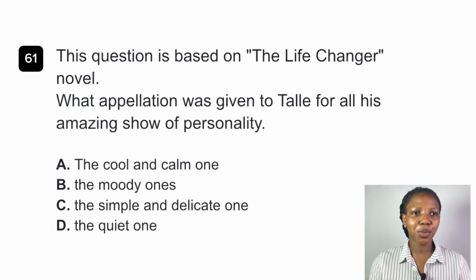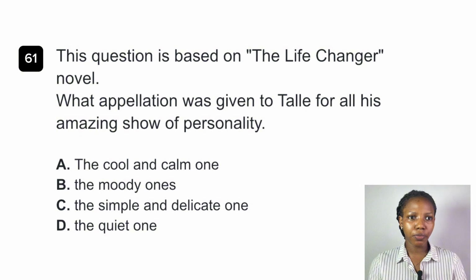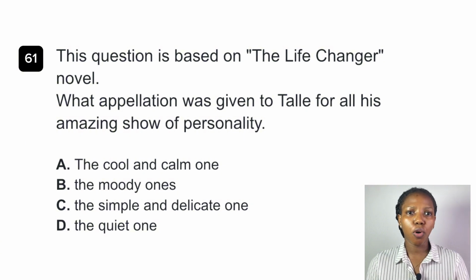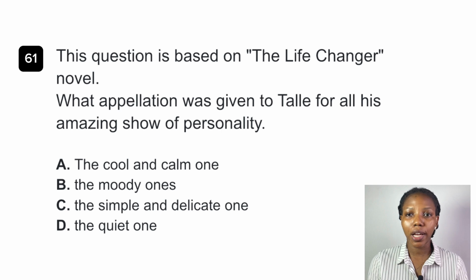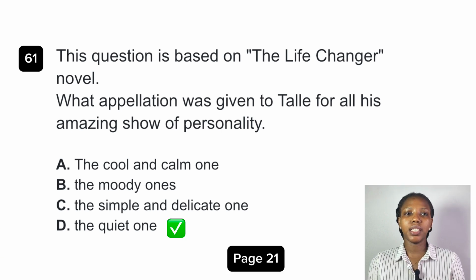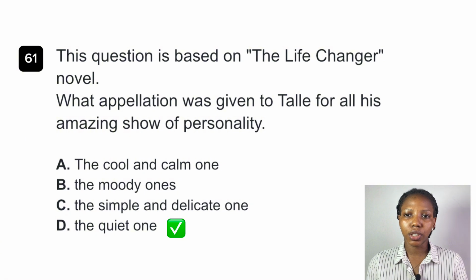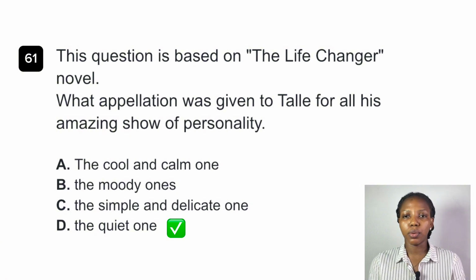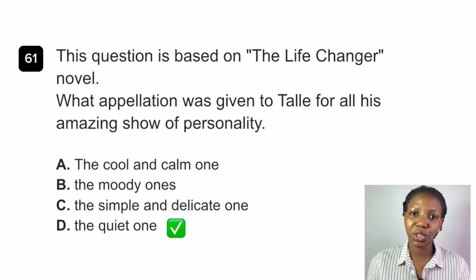Question 61. Now this question is based on the Life Changer novel. What appellation was given to Tali for all his amazing show of personality? The answer to this question is option D, the quiet one, and we can find this on page 21. We learned that he never raised his voice at anyone. He never disagrees with anyone, he hardly disagrees with anyone. So option D is the final answer to this question.